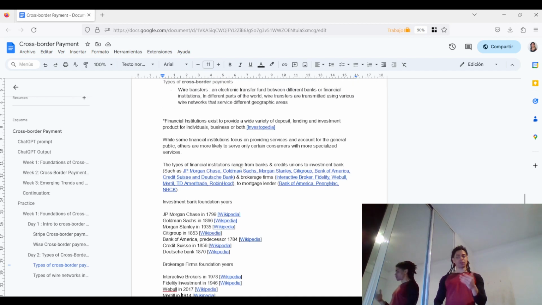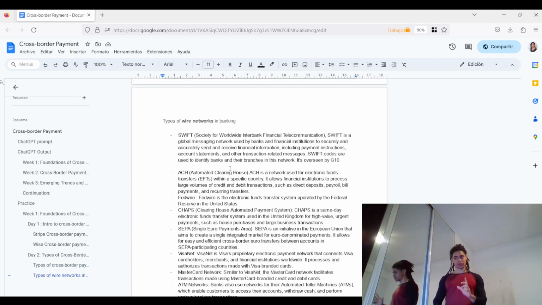Keep reading about when these wire transfers happen across different parts of the world, they rely on different wire networks. So the wire network in banking that you have is SWIFT, the Society for Worldwide Interbank Financial Telecommunication.